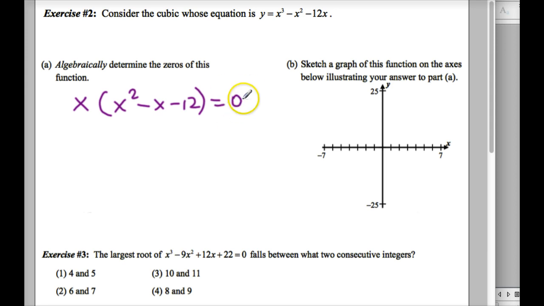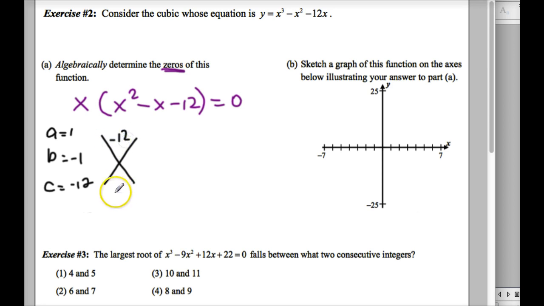I'm setting it equal to 0 because I want to determine the zeros. In here, it's a quadratic, so I want to go ahead and solve this quadratic. So A is 1, B is -1, and C is -12. If I was to solve this, I get -12 on the top, -1 on the bottom. So this becomes -4 and +3.